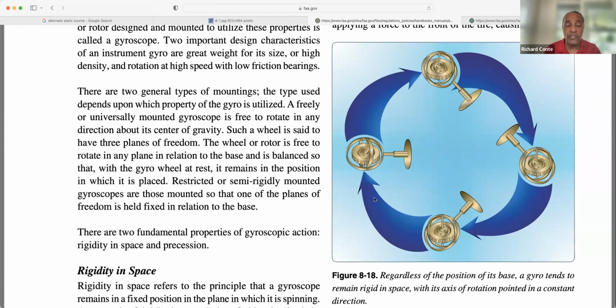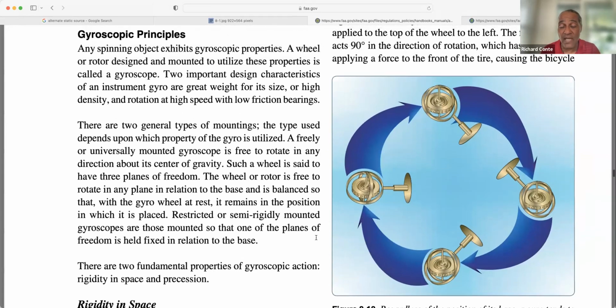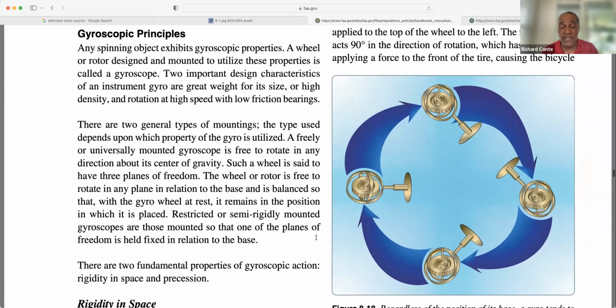I'm not going to go into how it's built inside. I just want to say that basically it's a gyro inside and it needs electricity. So that's system number 2. Let's go to system number 3.